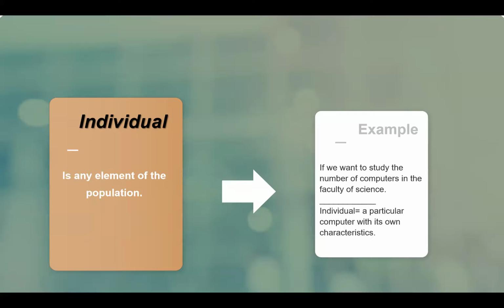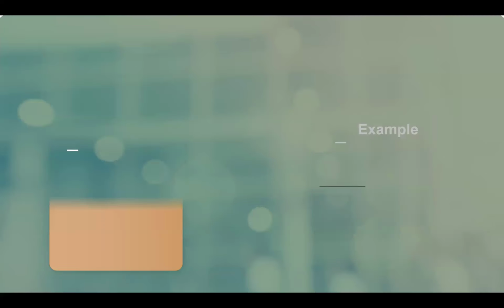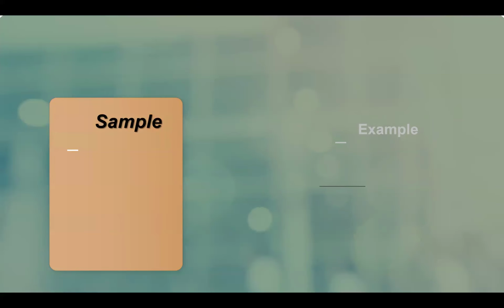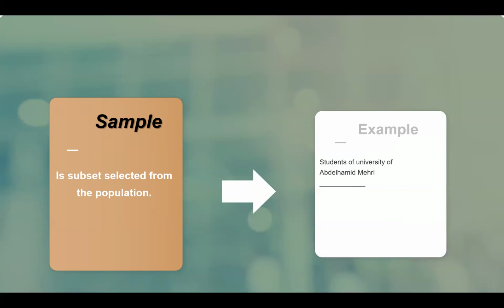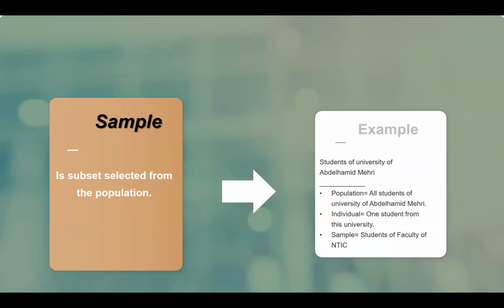However, studying every individual is often difficult or expensive. For this reason, statisticians usually work with a sample. So, what do we mean by a sample? A sample is a subset selected from the population. For example, students of the University of Abdelhamide Mehri. All students of this university represent the population. One student from this university represents an individual, and the students of the Faculty of New Information and Communication Technology represent a sample.